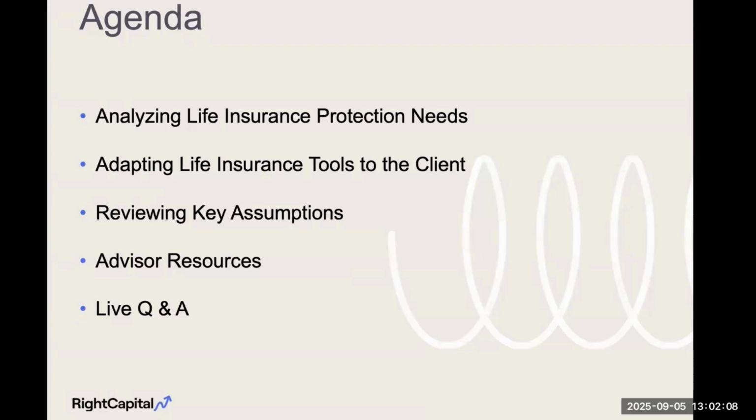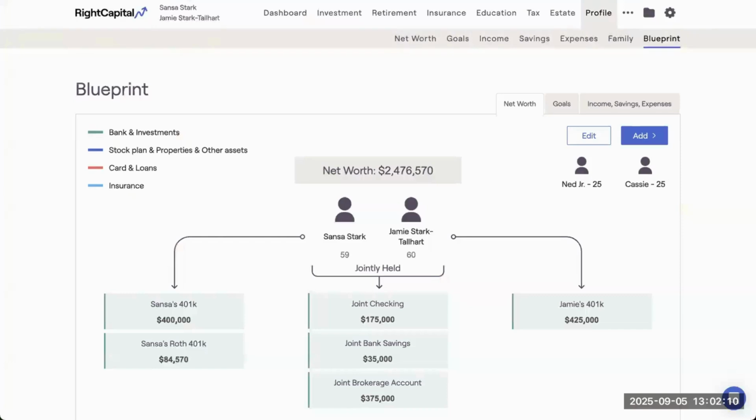Now, switching gears into RightCapital. Today, we're going to be looking at the Sansa Stark family plan. And before we dive into some of the assumptions and a couple of the life insurance calculators, we're going to first address who we are planning for. So we're going to start off under Profile Blueprint, because this is where we can see the nice visual summary of the current plan for this family.